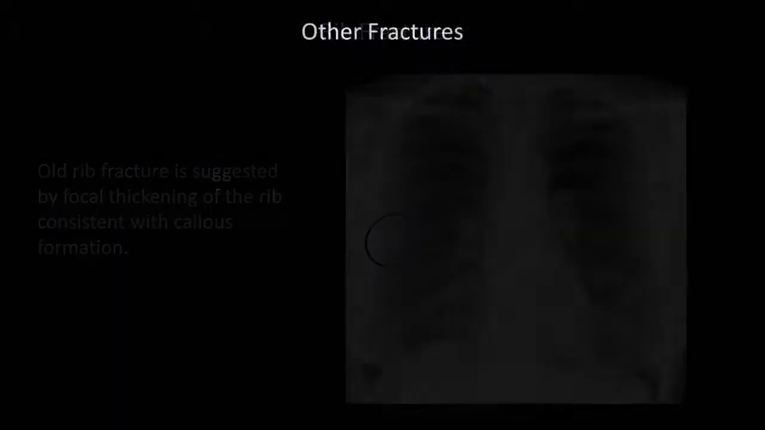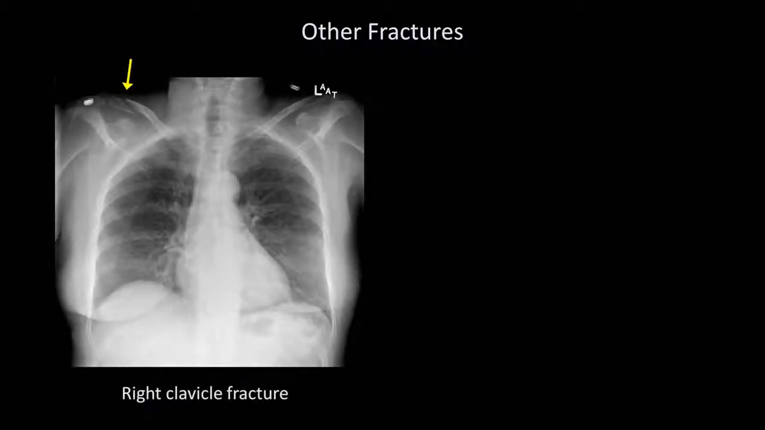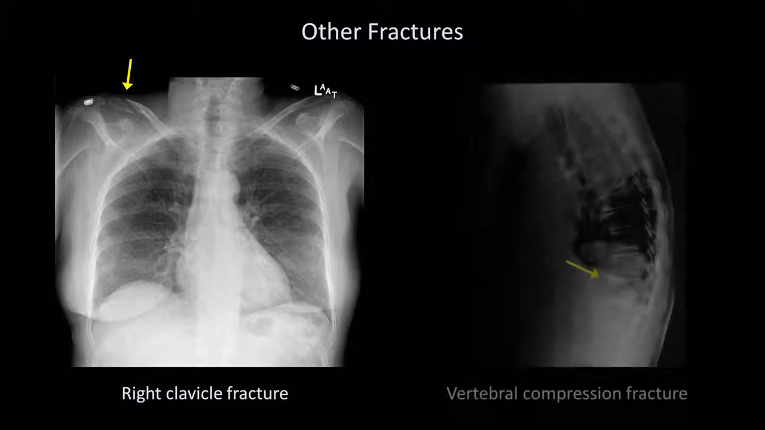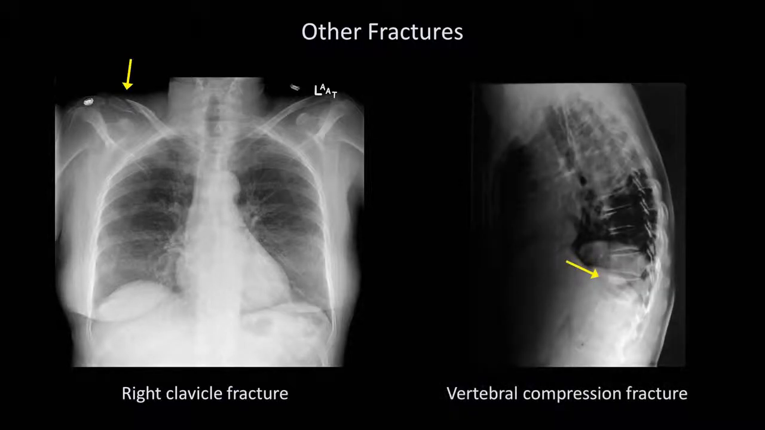A number of other fractures can be seen on chest X-ray. Although it's not the optimal view for identifying or categorizing it, clavicular fractures can be seen. And on the lateral film, we can identify vertebral compression fractures.